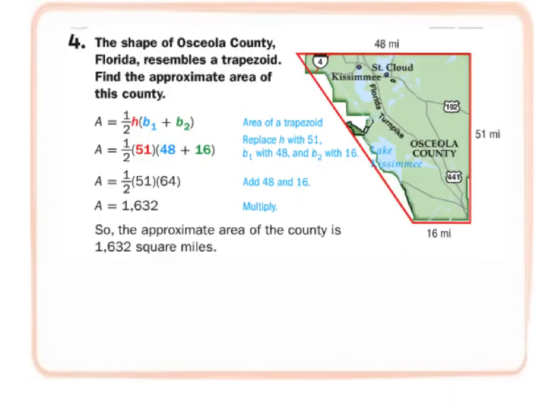Okay, so here's a word problem. The shape of Osceola County, Florida, resembles a trapezoid. And you can see that they outlined that in red. Find the approximate area of this county. So I need to use my formula. A equals half of the height. Oh, and I want to label. So my height is going to be right here, B1, B2. Remember last time I did B1 at the top? So I'm going to try and show you that it doesn't matter which one is B1 or B2.